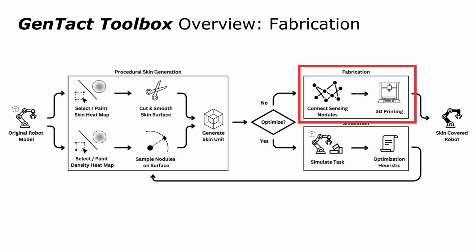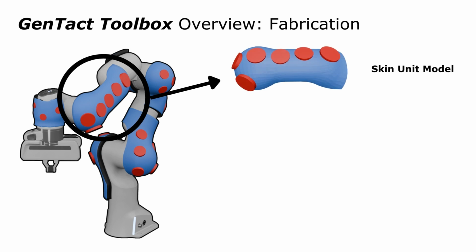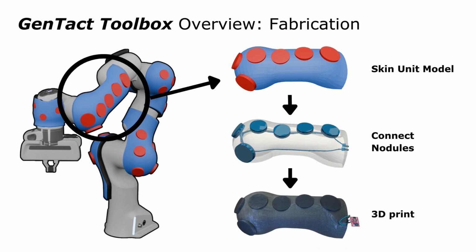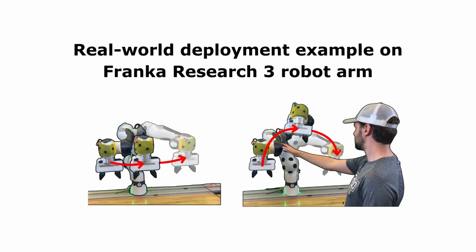The last stage of the pipeline is fabrication. In this stage, we 3D print the digital skin units to keep the process agnostic to shape. This process takes in the final skin unit configuration from the first two stages, connects the sensing nodules together along a single conductive serpentine trace, and prints the wired digital mesh as a multi-material print. The conductive trace can then be connected to a microcontroller for reading and sending data. RC delay capacitive sensing is used in this work as an exploratory case study to demonstrate the real-world instantiation of procedurally generated tactile sensors.